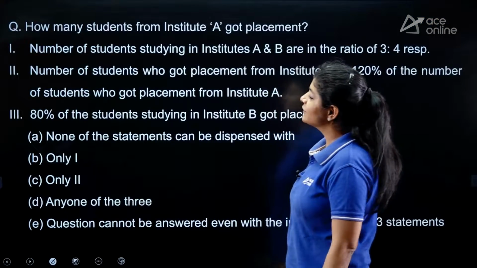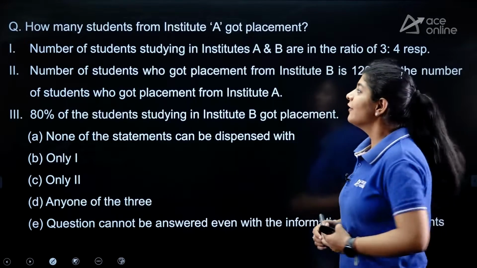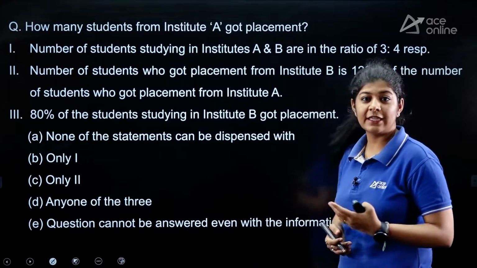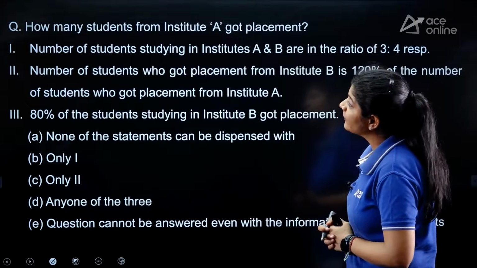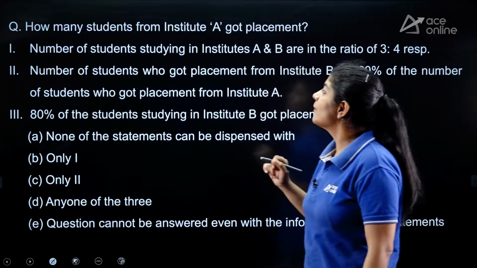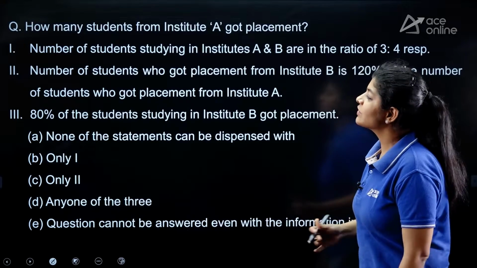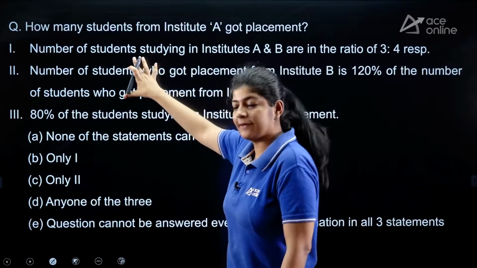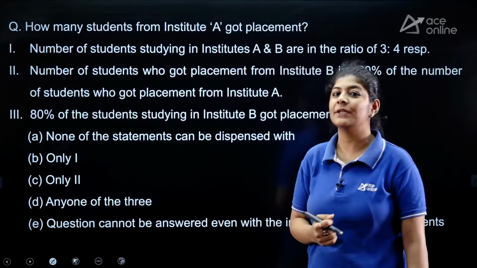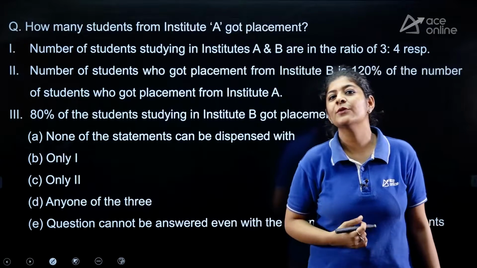So this is the very first question. This question is from the concept of data sufficiency, right? We already solved these kinds of questions in the previous classes. This question is saying: how many students from Institute A got placed? This is my question, and for this one we have these three statements. I need to check with the help of which statement I can easily answer this question. So how are we going to attempt this one?